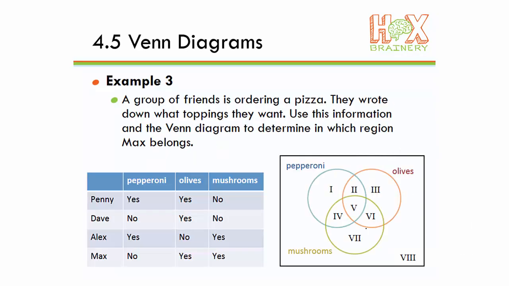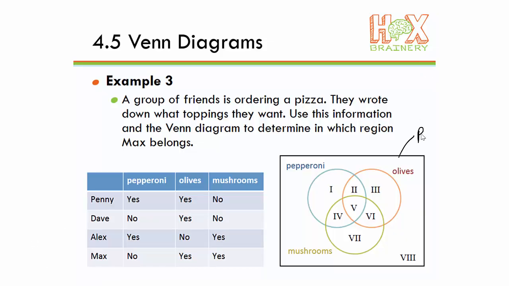Example 3. Different approach to our Venn diagram. So now we're not constructing it, but we're going to just use a Venn diagram to interpret some information. A group of friends is ordering a pizza. They wrote down what toppings they want. We're going to use this information and the Venn diagram to determine in which region Max belongs.